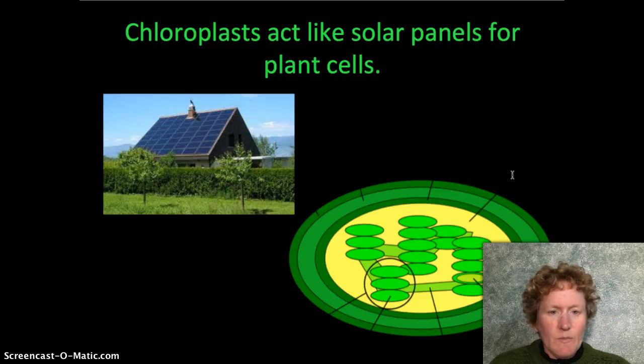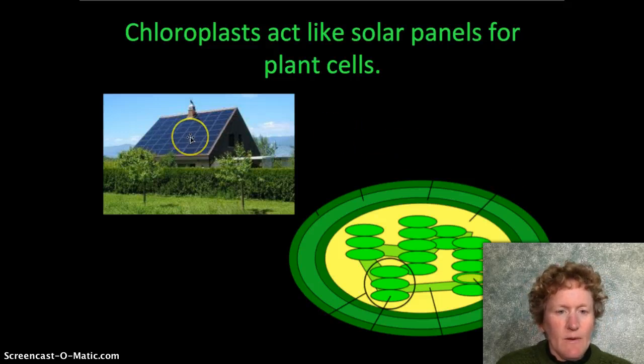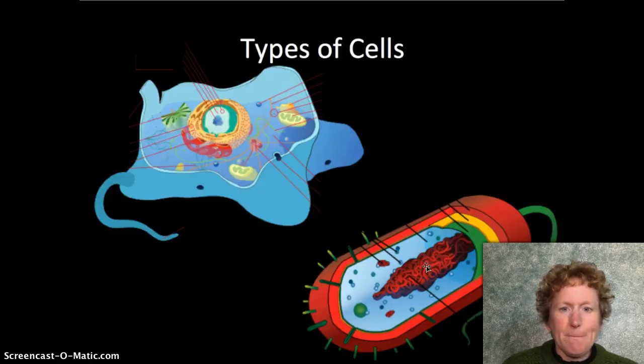They act like solar panels, so you can think of a little house with solar panels on the roof. You might see one of those driving around in your neighborhood. It's just like a chloroplast for the cell. It's soaking up sunlight and using that energy to store energy in the cell, just like you might store energy in your house in a battery.